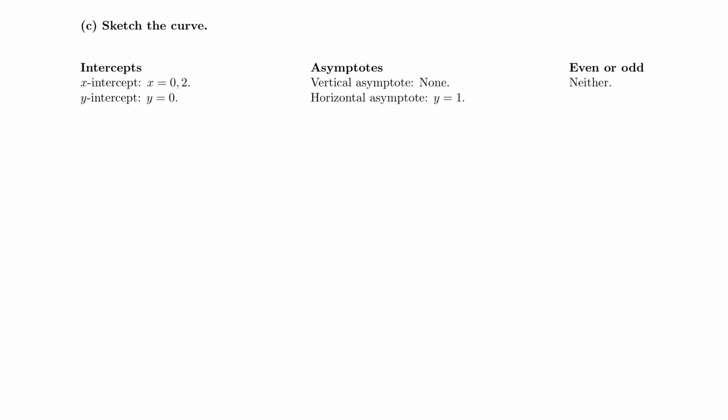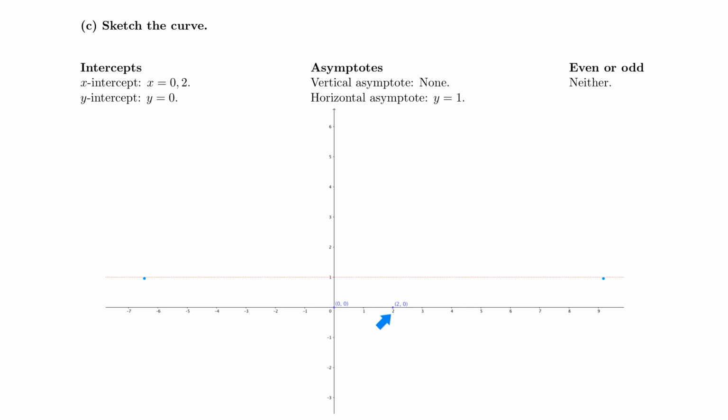Now for the last part, sketching the curve. Here, we can write out the information we have accumulated from the past questions and present it in an easy to understand way. Now let's draw up our axes, put in our intercepts, which are at the origin 0, 0, and the other x-intercept 2, 0, and then sketch up our horizontal asymptote y is equal to 1.